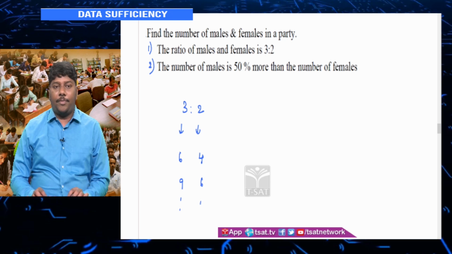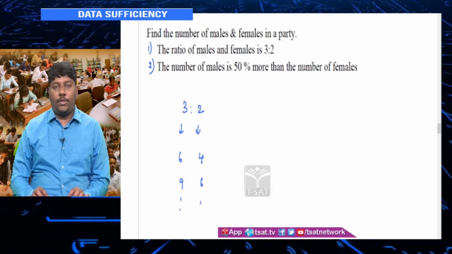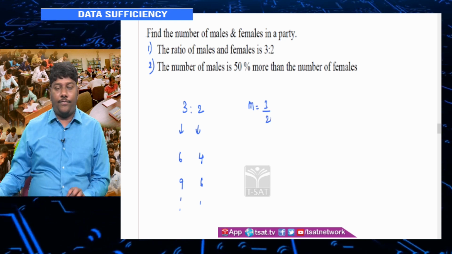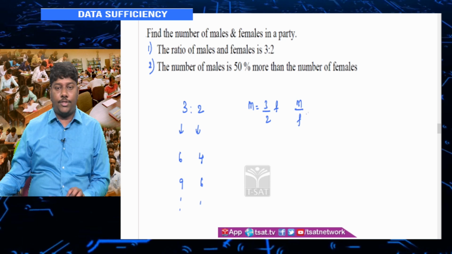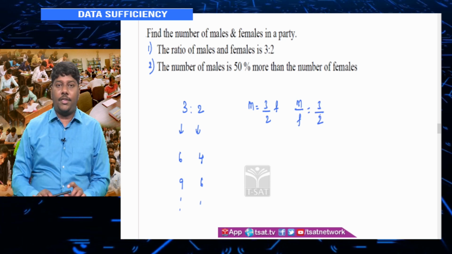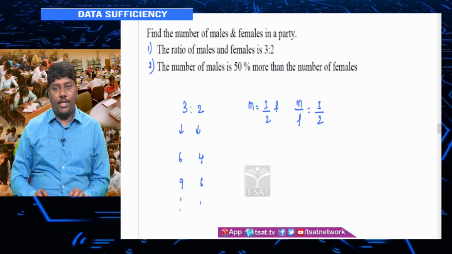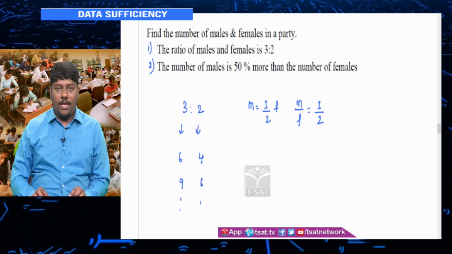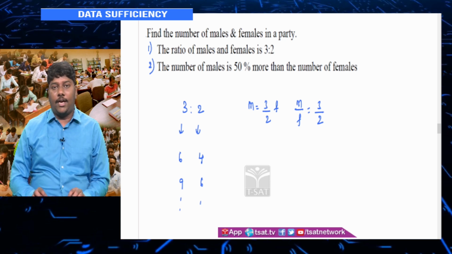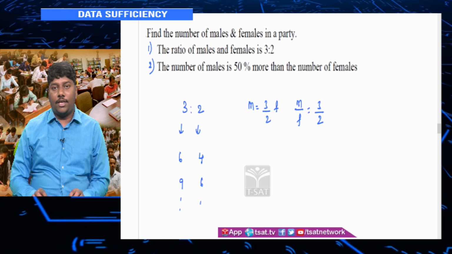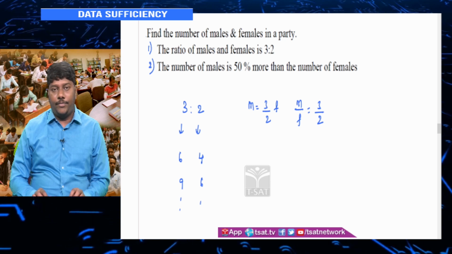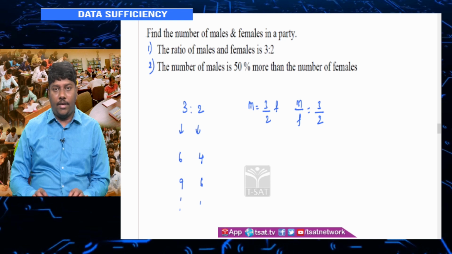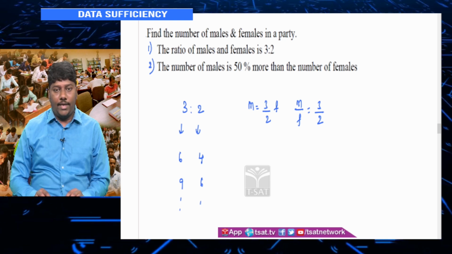Now look at the second statement. The number of males is 50% more than the number of females. Male is 50% more means 3/2 of female. Again here also he is giving you the ratio. In both statements he is giving you the same data, and that too is not sufficient. Even after combining the data, you are unable to answer the given question. So what is your answer? Your answer is option E. Even after combining statements 1 and 2, you can't answer.